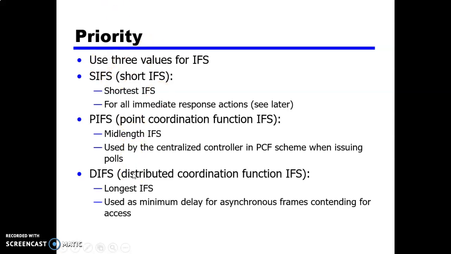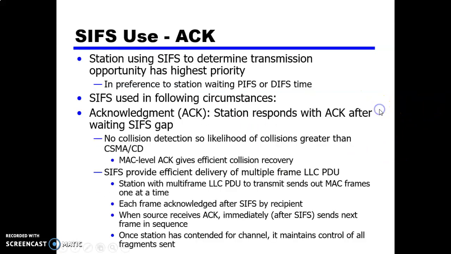And DIFS is distributed coordination function IFS. It is a part of DCF, and we will be using it in the DCF. It is the longest IFS, used as the minimum delay for asynchronous frames contending for access. Now according to size, in the priority scheme, SIFS will be given the most priority, PIFS will be second, and DIFS will be third. That's why DIFS is given to the contending frames, which are used for asynchronous data. So now let's go ahead.